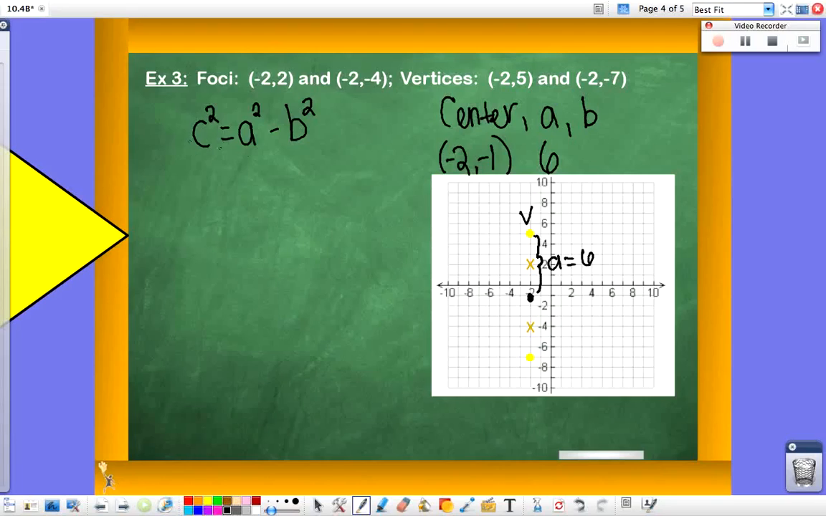The c value being the distance from the center to the foci. I've got the center, I've got the foci. Let's see how far apart they are. They are 1, 2, 3 units apart.